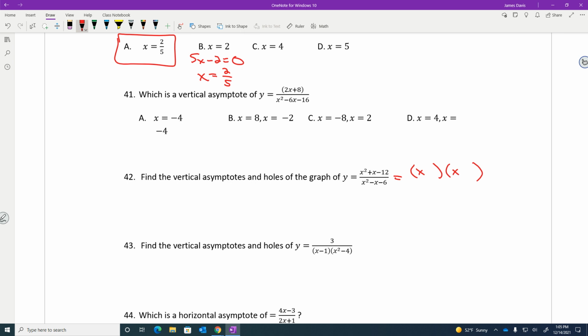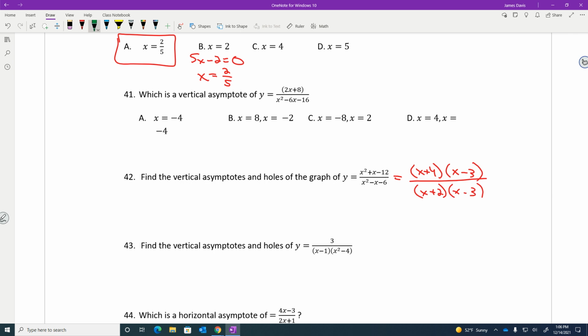And those two numbers are 4 and 3, plus 4, minus 3. So they multiply to give you negative 12, and then add to give you 1. And then we do the same with the bottom. We have to think about what multiplies to give us negative 6, and adds to give you negative 1. Only one option there would be 2 and 3, so plus 2 and minus 3.